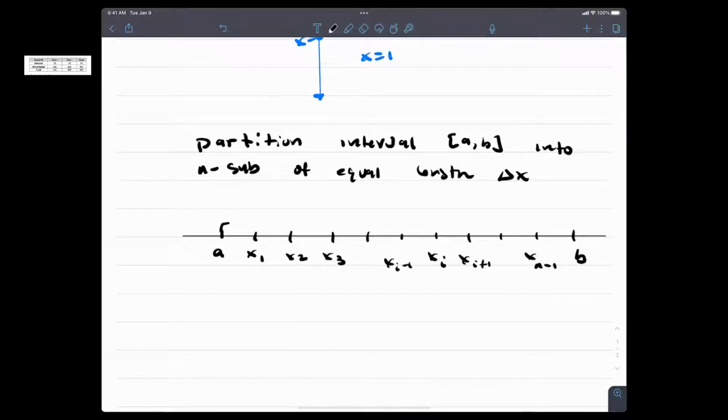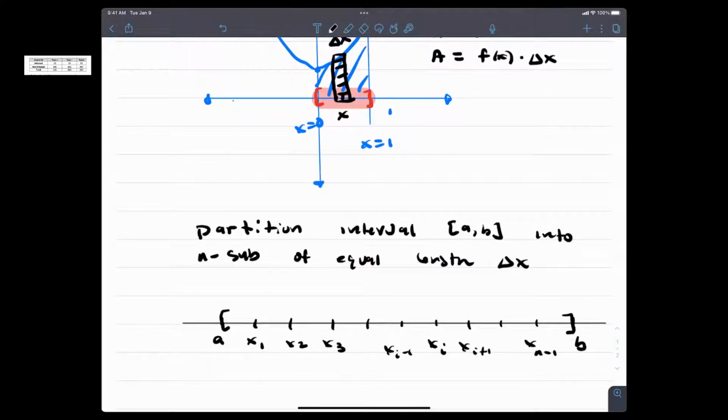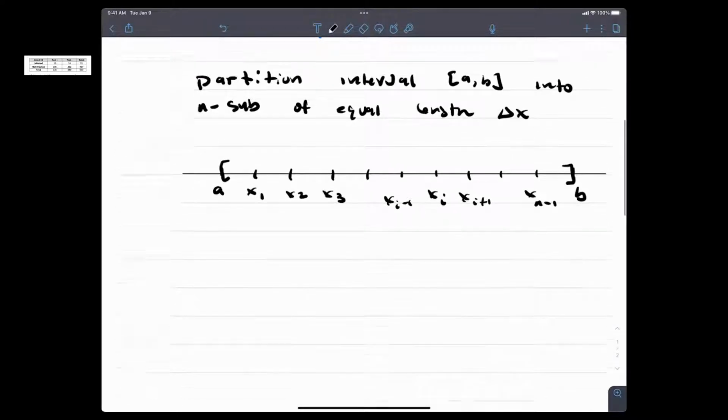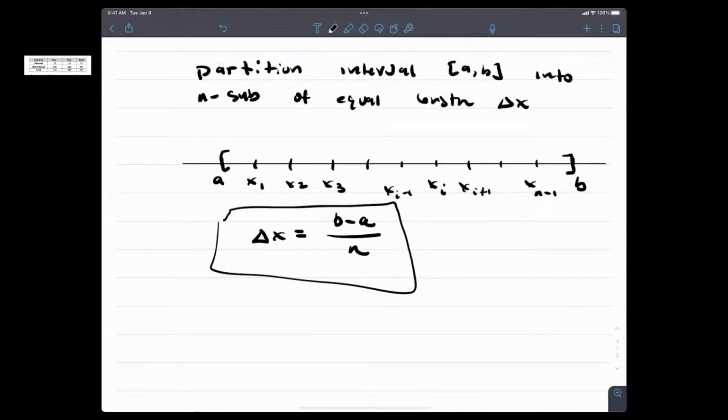Okay, so they're taking that interval, like in this case from 0 to 1, you partition it into n subintervals, if you guys remember. Right? And remember the formula for delta x? What's the formula for delta x from Calculus 1? It's the length of the interval divided by what? Divided by n.